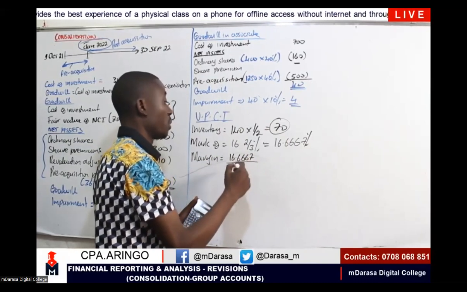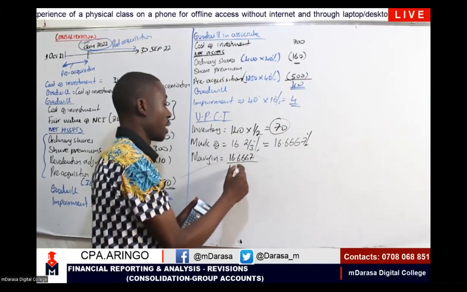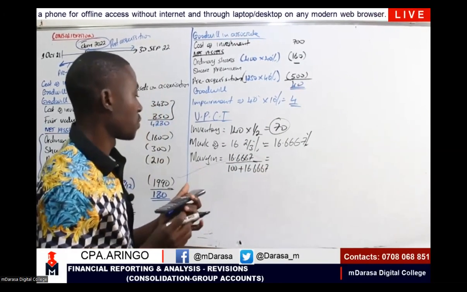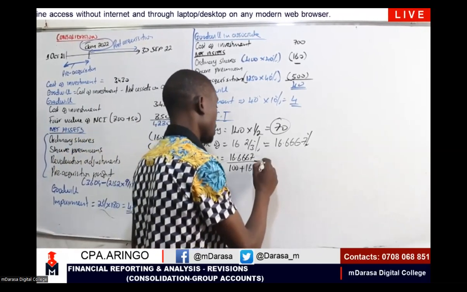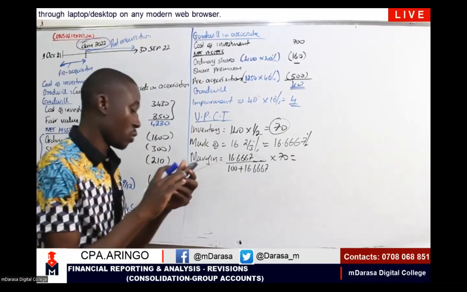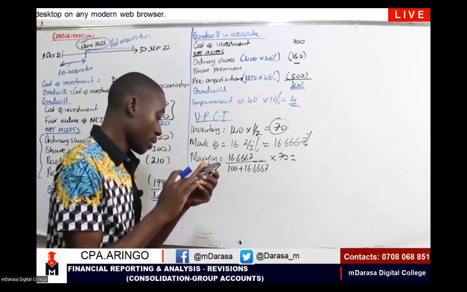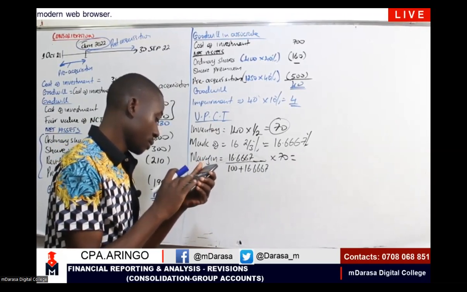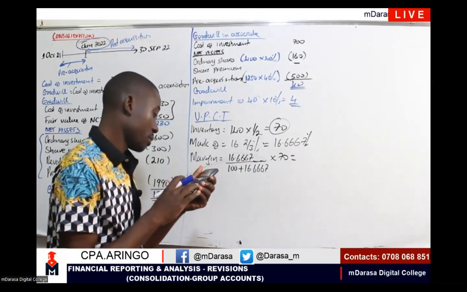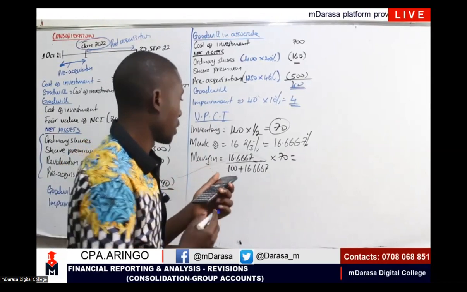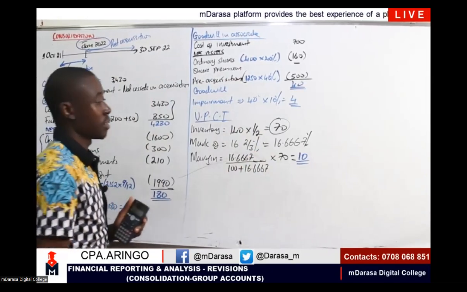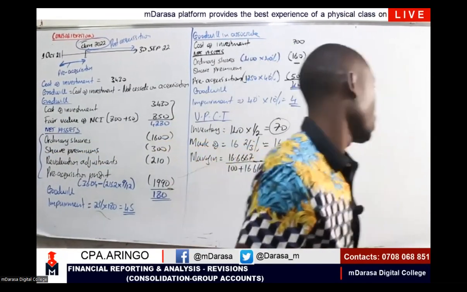16.6667. We add our numerator to our denominator because this is a percentage, as if I'd be talking of 100 plus 16.6667. So ideally, we are talking of 16.6667 over 116.6667 times 70, which will give us our UPS to be how much here, my good students? It gives us 10. So my UPS in this case, clearly you can see, is 10, which you're going to take.